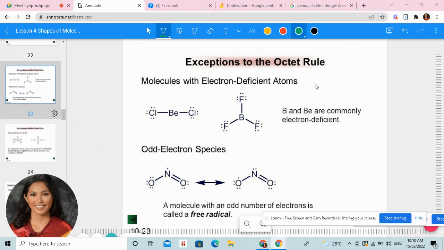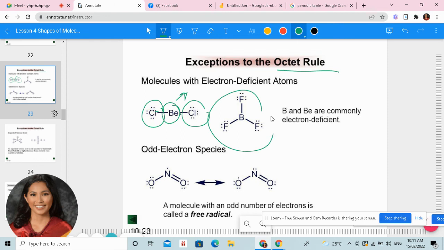So, exceptions to the octet rule. Molecules with electron-deficient atoms. Okay, so we have beryllium. Beryllium has only two valence electrons. Then we have the Cl. Cl has only 7 valence electrons, so it can form only one bond. So we have that one. So this is an exception to the octet rule.